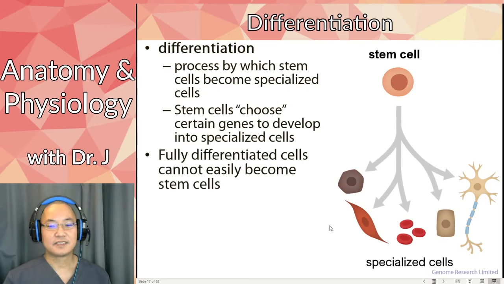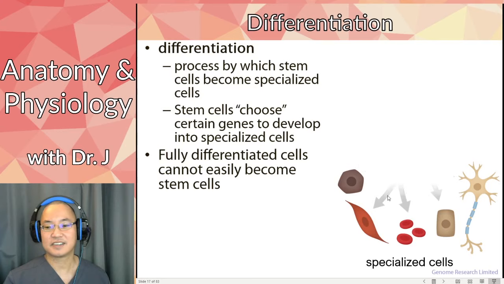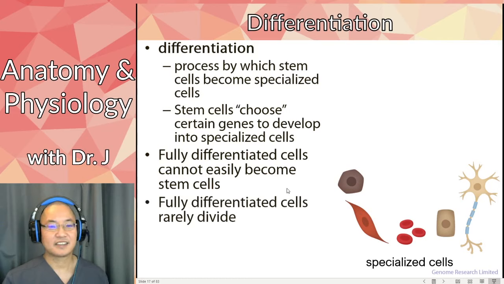And once they become fully differentiated, it's really hard for one of these specialized cells to do the functions of another specialized cell. So a liver cell is going to have a hard time doing the function of a neuron. A neuron is going to have a hard time doing the function of a red blood cell. And as they become more specialized, these differentiated cells rarely divide. So with red blood cells, it's definitely an endpoint because you ejected your nucleus.